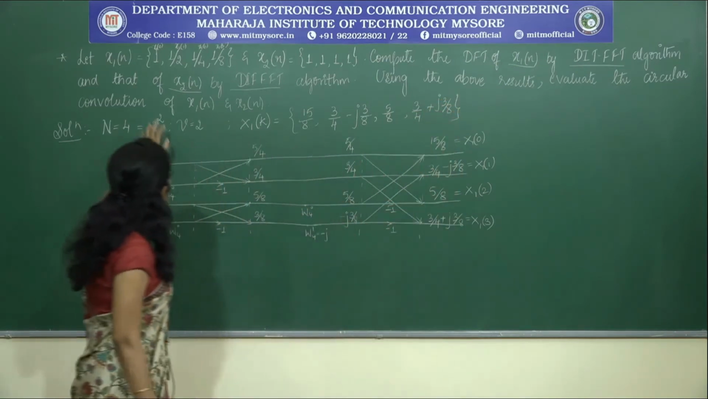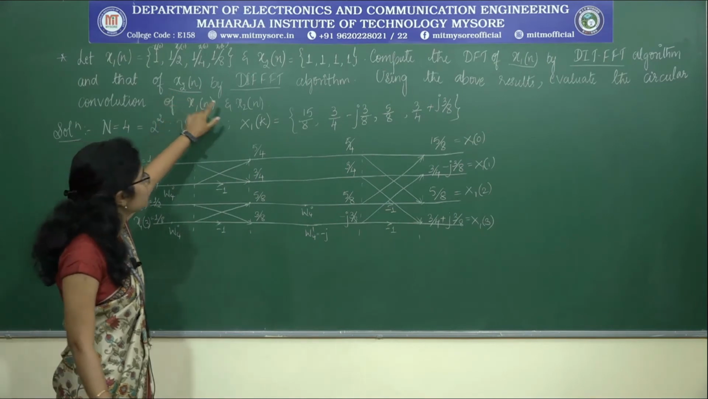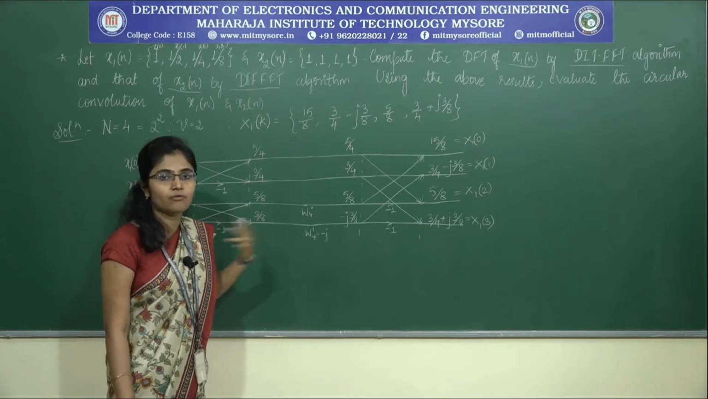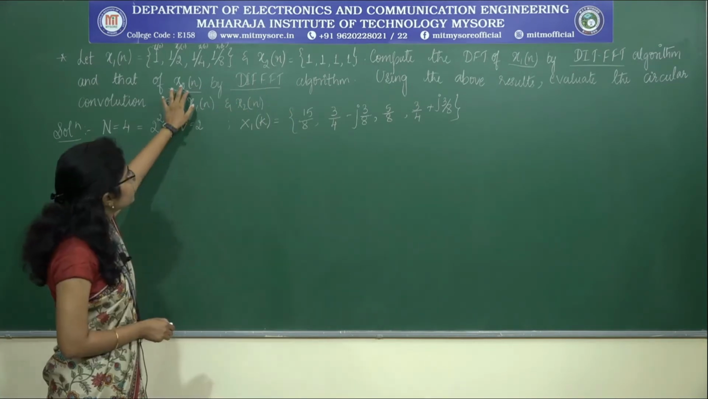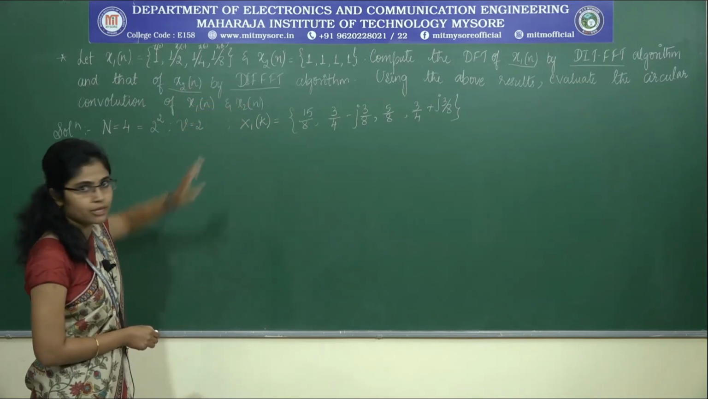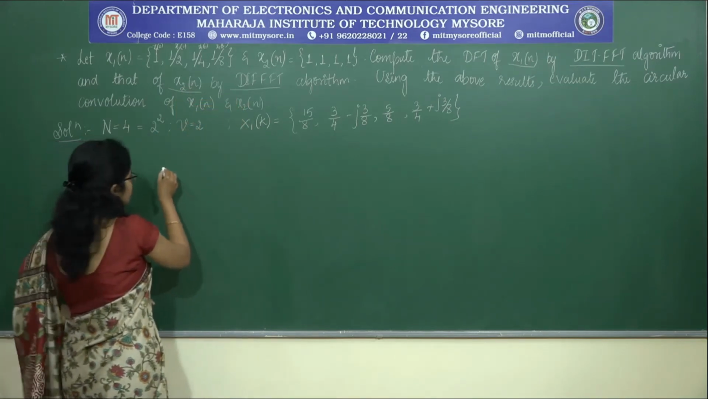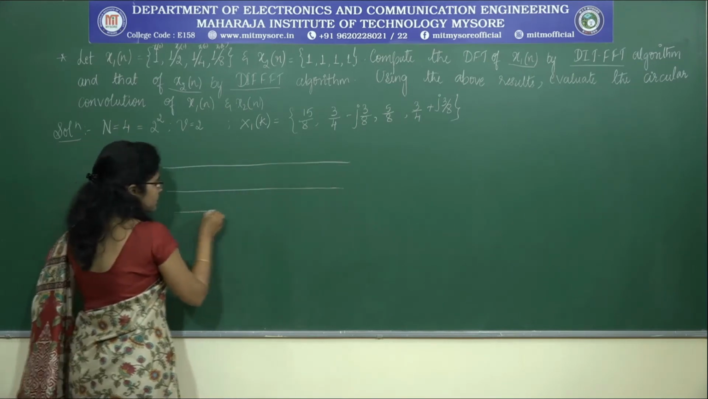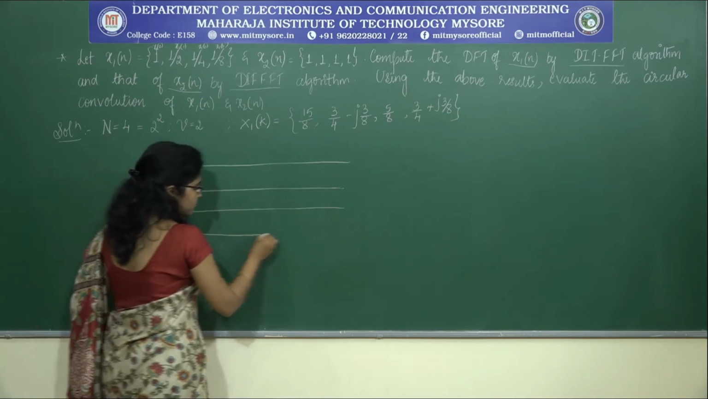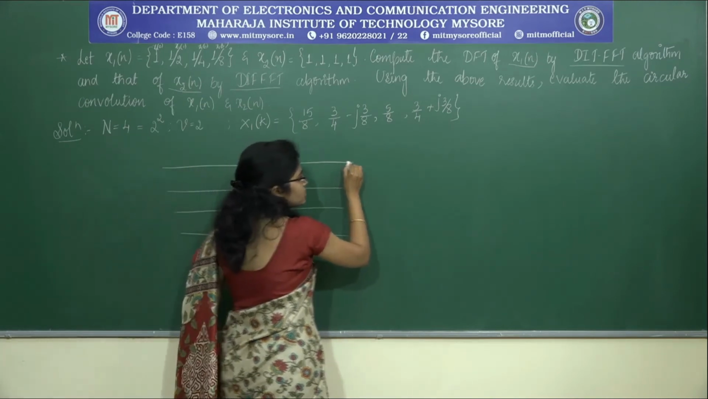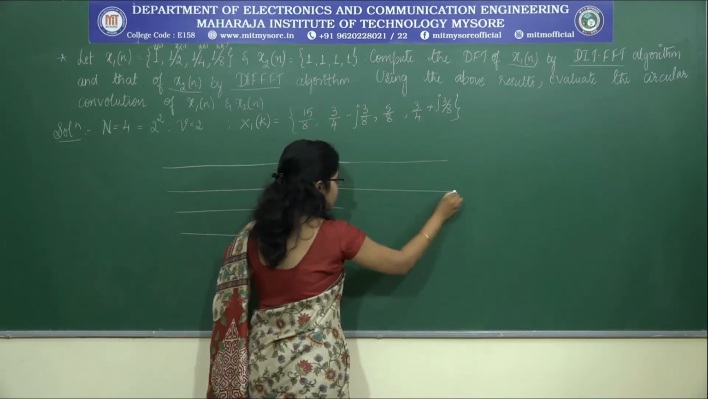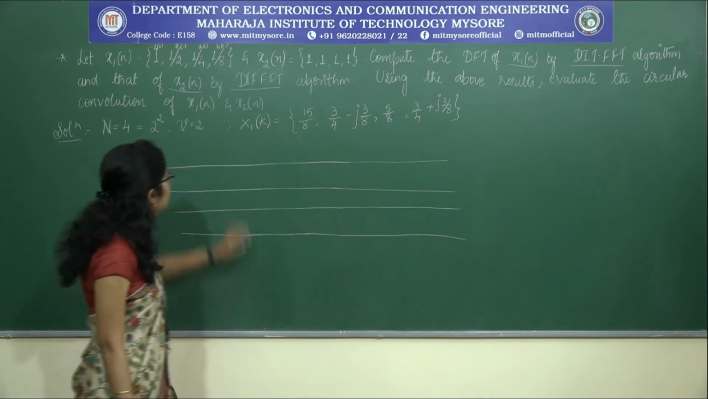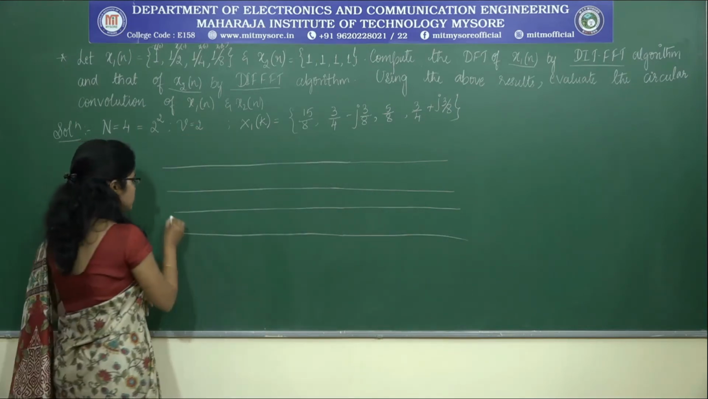So the second part is find the DFT of x2 of n using which algorithm? DIF FFT algorithm. Now let us try to find out x2 of k using DIF FFT algorithm. So I have x2 of n sequence. So let me draw DIF FFT algorithm butterfly structure for N equal to 4, which will have 4 lines and 2 stages again. Why 2 stages? If N is equal to 4 and if I express that 4 in terms of 2 power v, that will be equal to 2 power 2. So the value of v is nothing but equal to 2, which tells that it should have 2 stages.